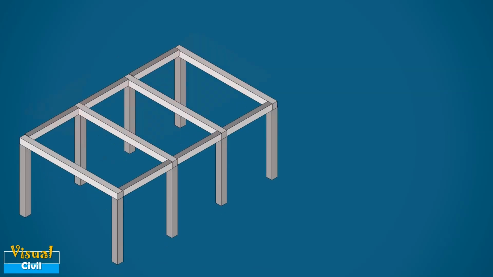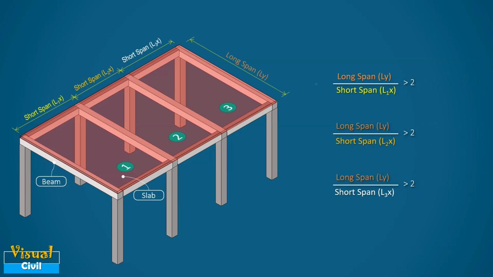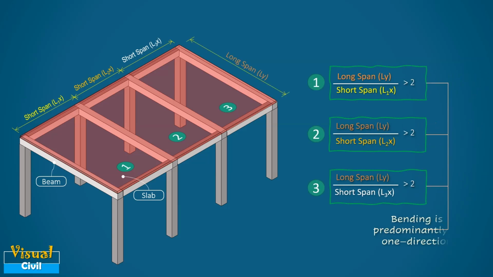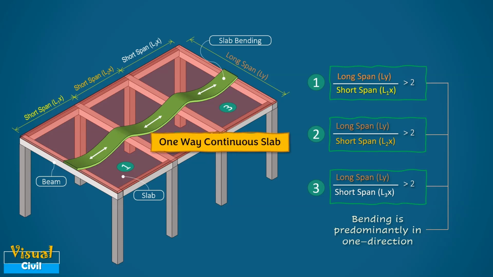In wall-supported and beam-supported slab floor systems with steel beams, the slab panels are generally continuous over several supporting walls or beams. When each slab panel's aspect ratio of longer span to shorter span is greater than 2, then the bending of slab is predominantly in one direction as shown in this figure. In such cases, the slab is called a one-way continuous slab.